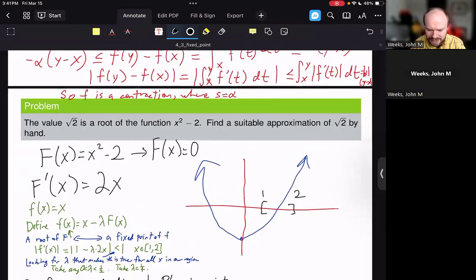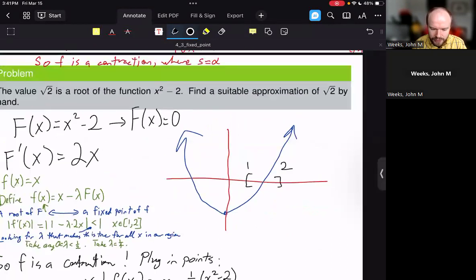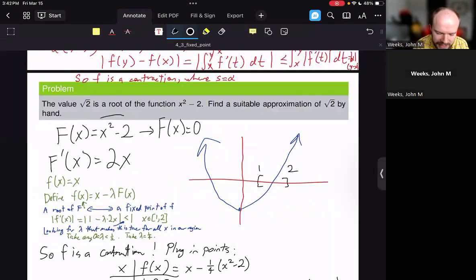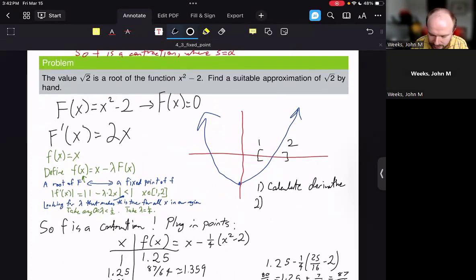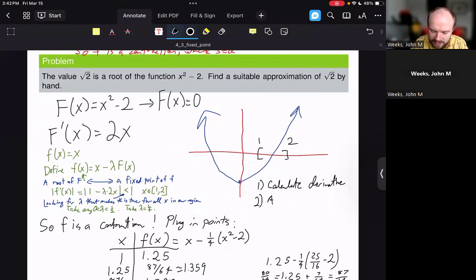So let's go through the steps of what we did to make this happen. The first thing was, for our function x squared minus 2, we calculate the derivative of the function, as that's going to be useful for us. Then the second thing is we associate the root of the function with the fixed point of the function f of x, which is x minus lambda times capital F of x.